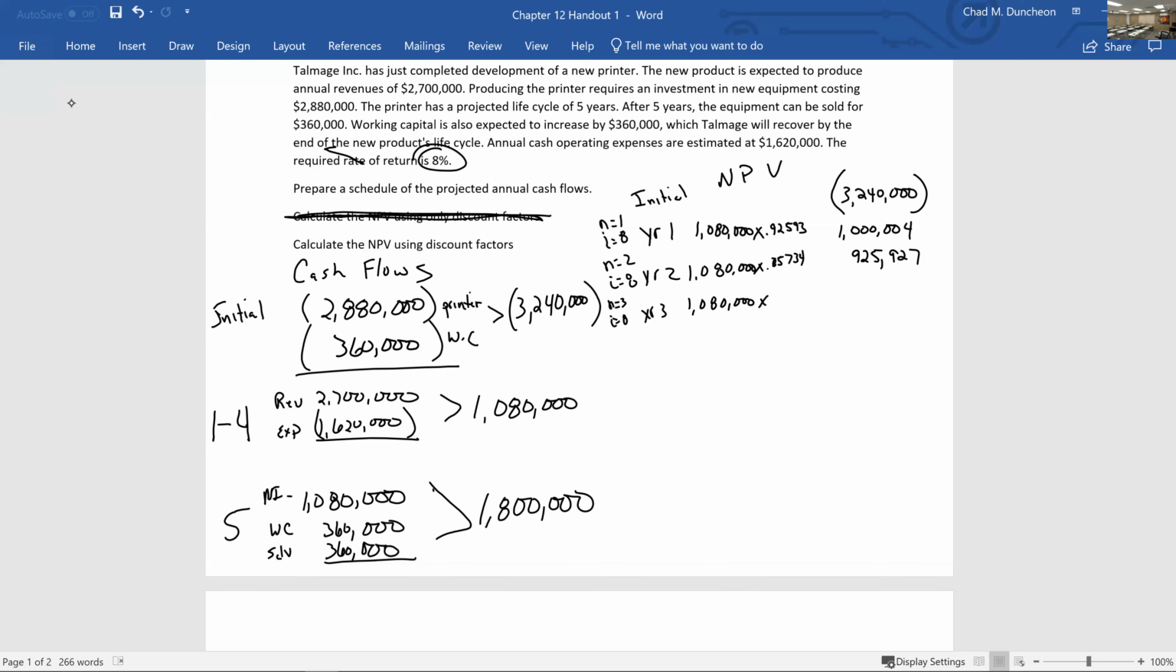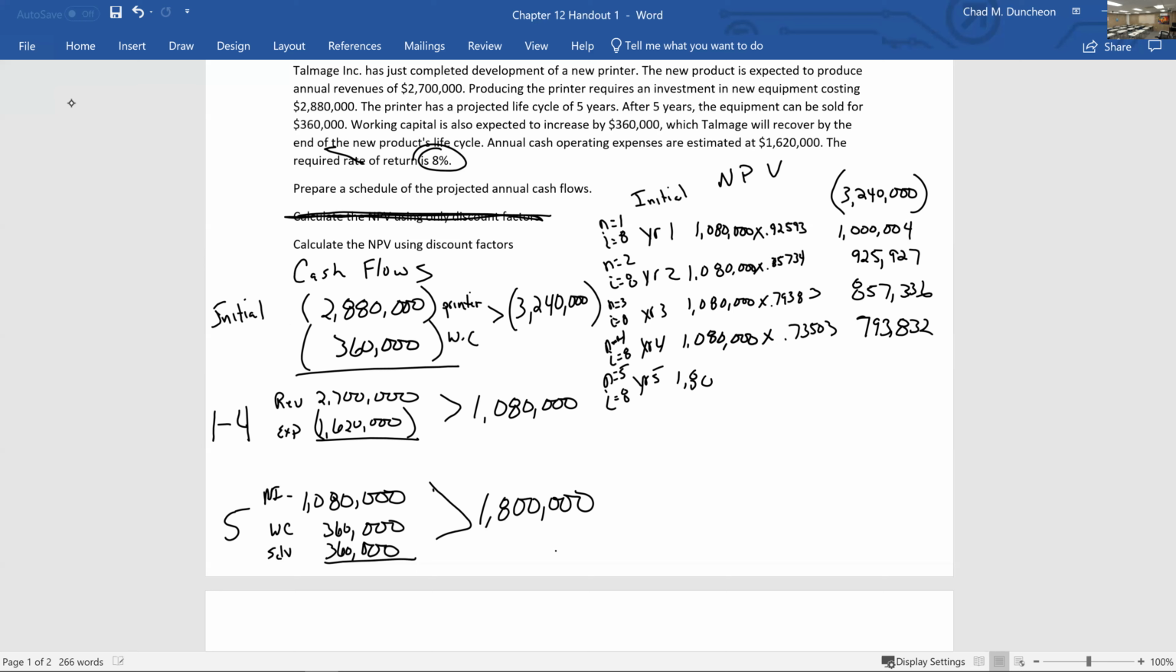With an I of 8 and an N of 3, my factor now becomes 0.79383. And when we multiply those out, $857,336. Year 4, now my N is 4, my I is still 8. Still getting the same cash flows in year 4. But now my factor is 0.73503, giving $793,832. And finally, year 5, I'm now with an N of 5 and an I equals 8.